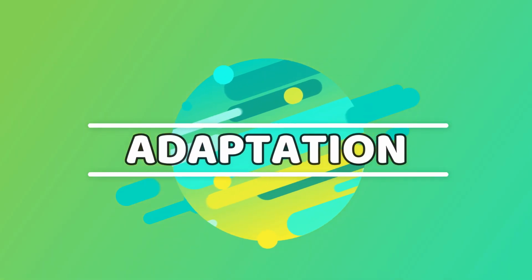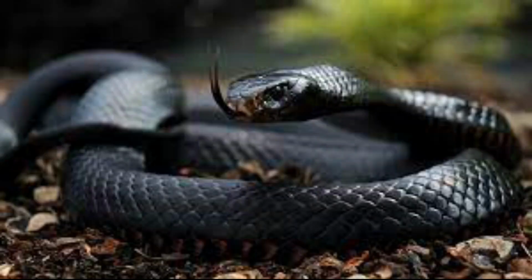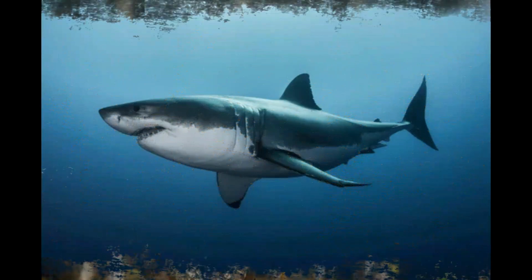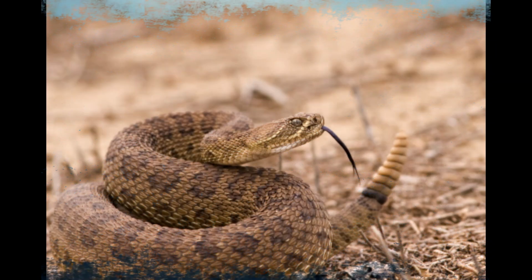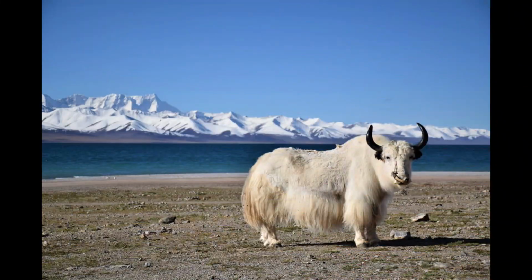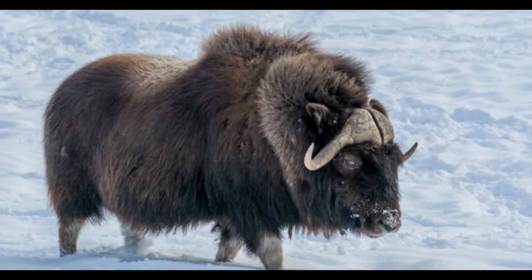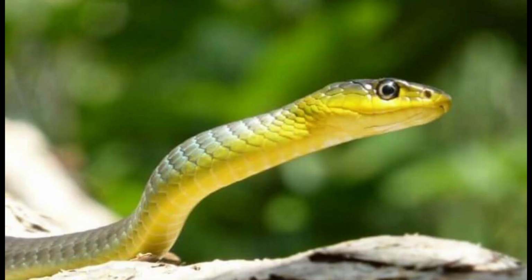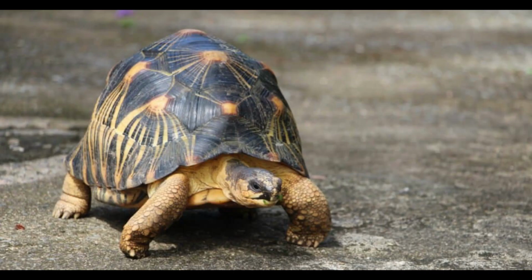Our next topic is adaptations. What is adaptation? The features and habits of organisms that help them survive in their habitats are called adaptation. Animals have different types of body coverings such as thick fur, scales, and shell. Let us learn about them.